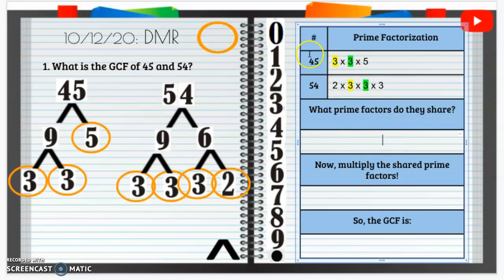So what prime factors do they end up sharing? Remember, we're going to take 1 from each pair of socks. They share a 3 and another 3. So now we multiply them. 3 times 3. What is 3 times 3? That's 9. So the greatest common factor is going to be 9. That's it. Great job.